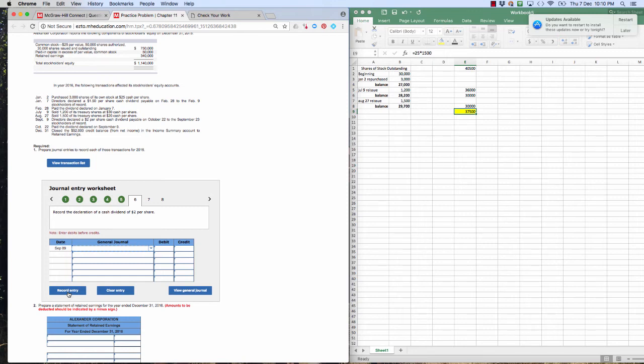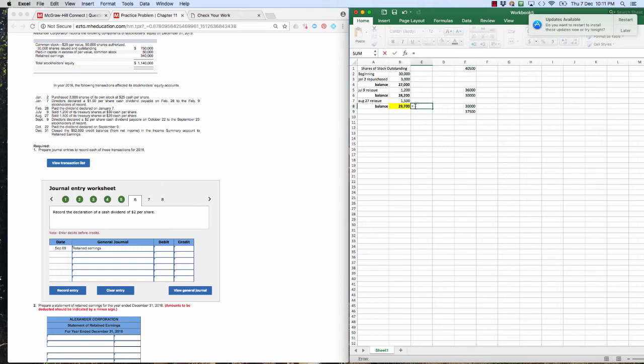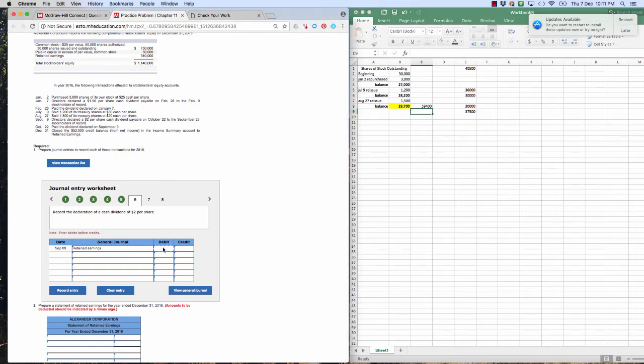So now we're going to declare a cash dividend of $2 per share. That's why I was holding on to this balance of the number of shares we have outstanding. So we're going to declare dividends, and to do that, we debit retained earnings. But what we need to do is pay dividends of $2 per share on each of those 29,700 shares. And so that's going to be $59,400.